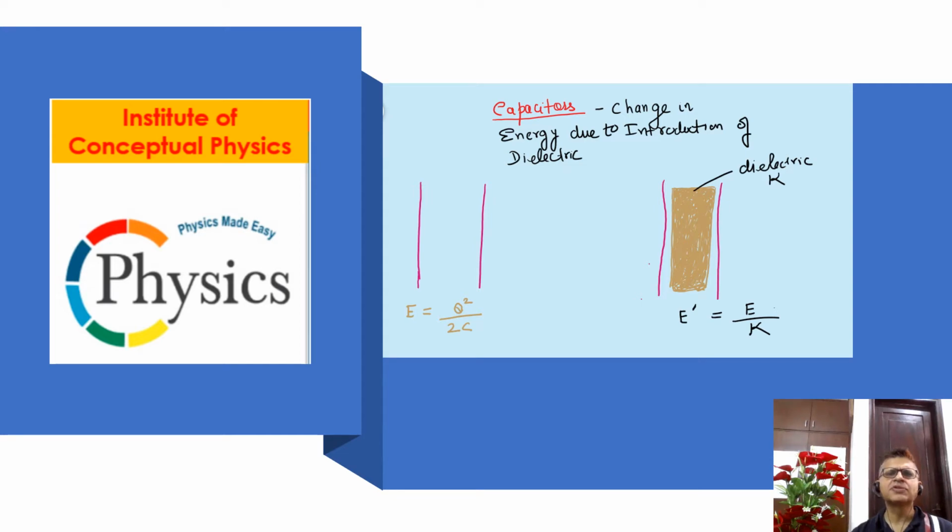When you introduce the dielectric in a capacitor, the dielectric starts getting polarized on the surface, right? You must have studied about polarization. Otherwise, you can go through my playlist and read about polarization of a dielectric. Now, that means the surface of the dielectric is getting attracted by the plates of the capacitor.